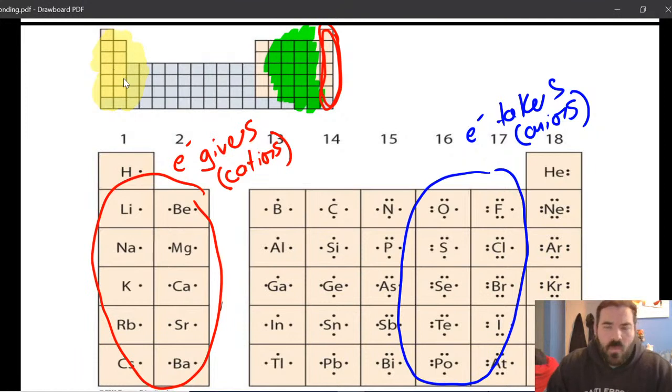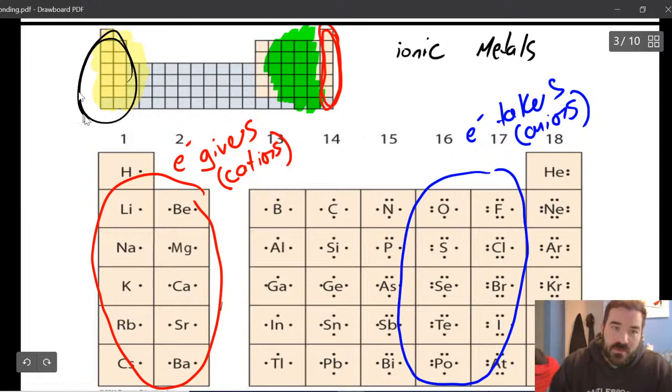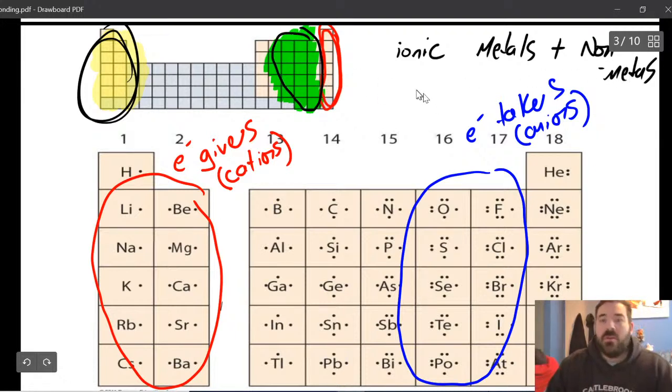So when we talk about ionic bonds, they are between metals, which are the electron givers, so these metals over here, and nonmetals, which are these atoms over here. So ionic bonding is between metals and nonmetals, because metals are electron givers, they're the cations, and nonmetals are the electron takers. They're anions.